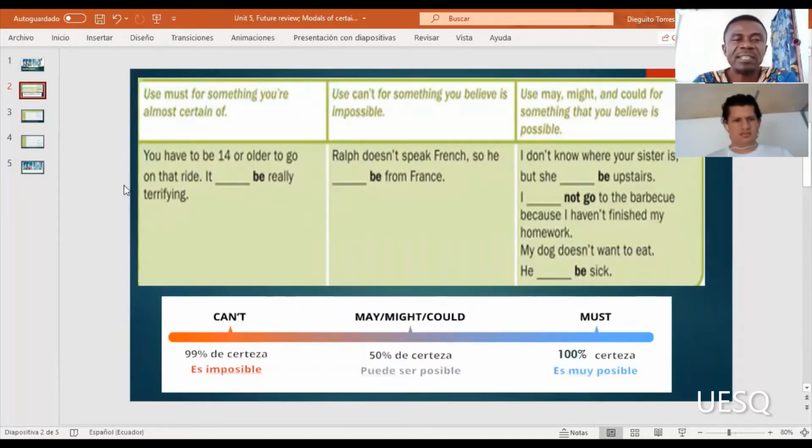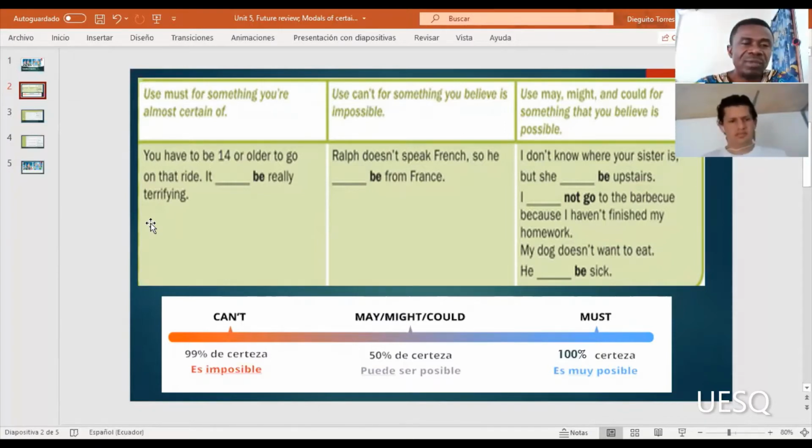The first instruction is use must. We are using must here. So use must for something you are almost certain of. If you are very certain of something, you use must. Okay, so we'll get more examples on that.